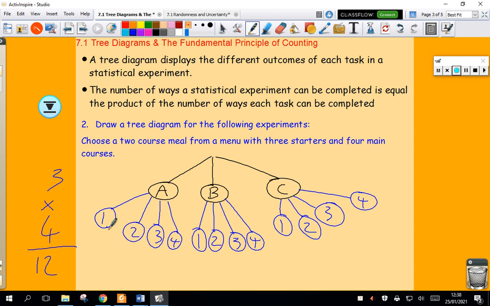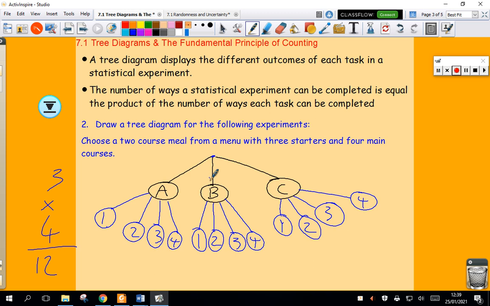And if you count them, 1, 2, 3, 4, 5, 6, 7, 8, 9, 10, 11, 12. The tree diagram starts at a point, triples, and then quadruples. So there's 12 possible outcomes from this experiment. The sample space would be A1, A2, A3, A4, B1, B2, B3, B4, C1, C2, C3, C4, where each of those A, B, and C represent some starter, and each of 1, 2, 3, 4 represents some main course. So there's 12 different ways I can choose a 2-course meal in this case.